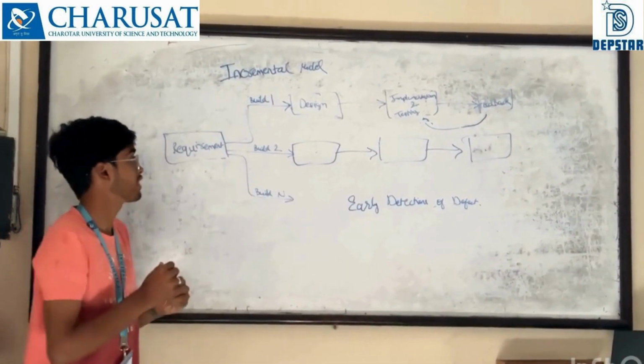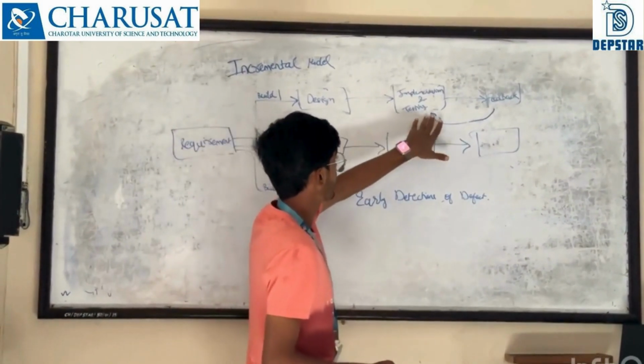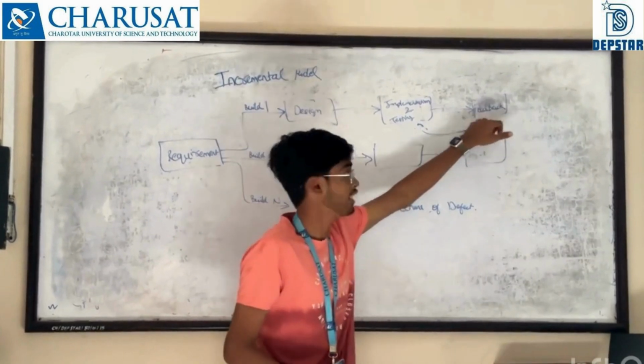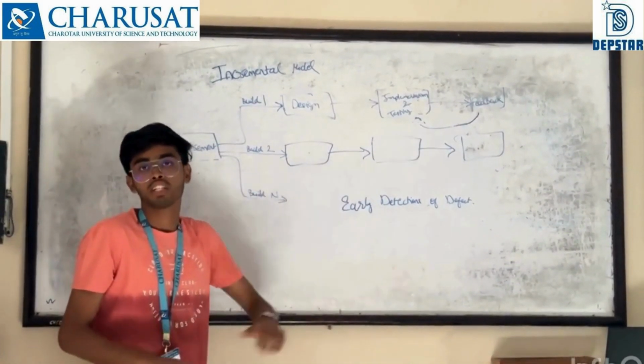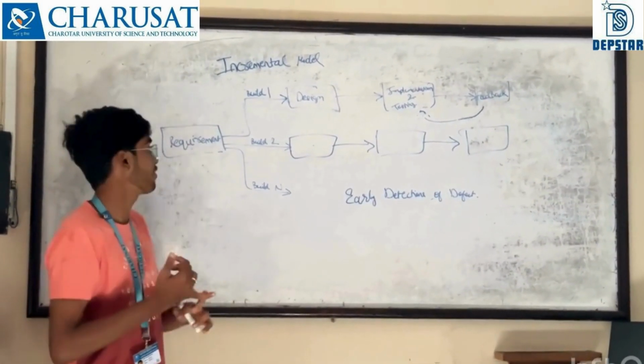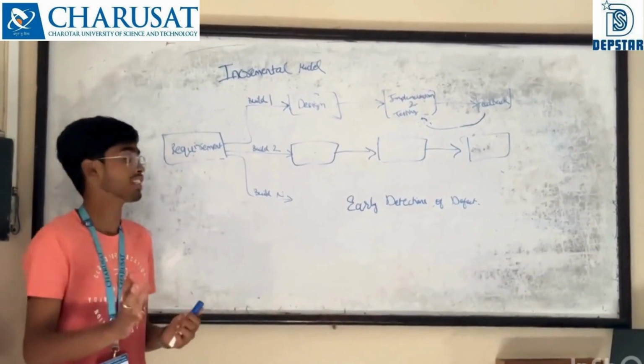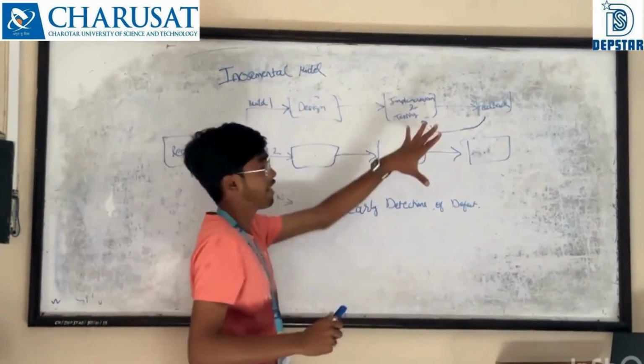Then let's talk about customer feedback. After implementation and testing, the customer feedback is taken, and only if the customer feedback is positive will build 2 take place. So there is no waste of time and no waste of resources in the incremental model. And last but not least, reduced risk. So there is a reduced risk of the software failing.